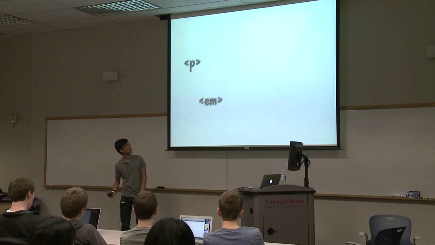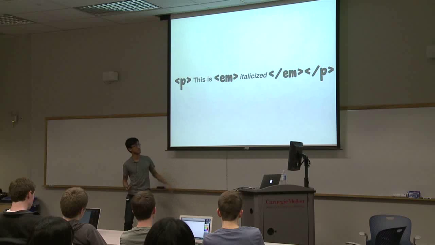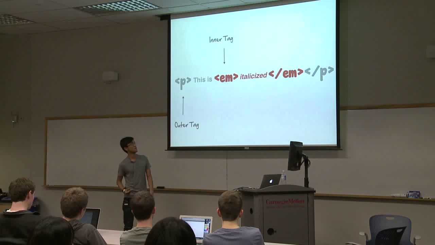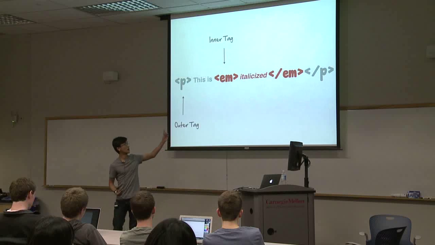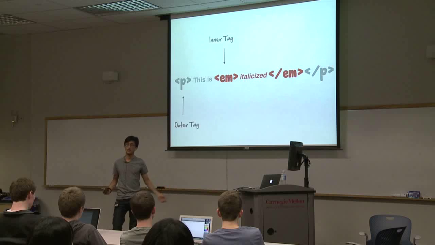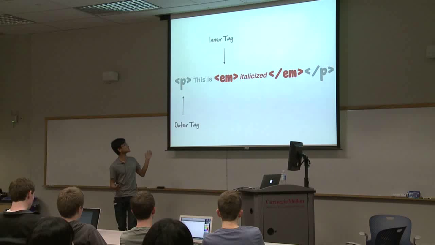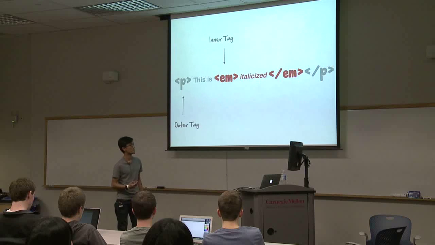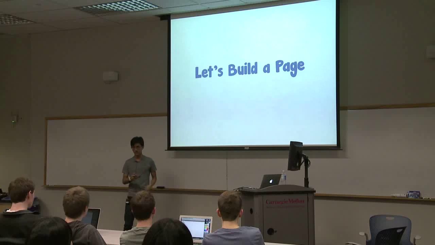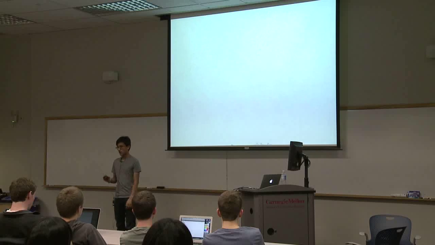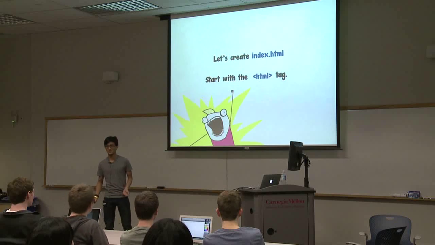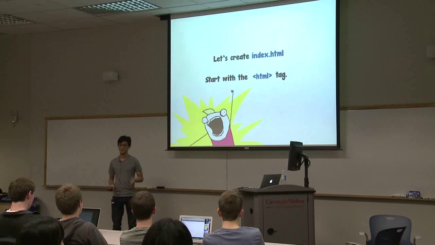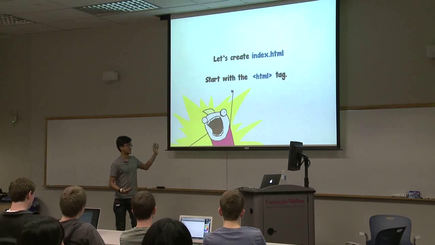If we were to use them in context, for example, I have a sentence over here. You can see that the stuff within the M, which is for italics, only italicizes the stuff within M. The stuff in the parent tags, the paragraph tags, is unaffected. And you can nest tags in HTML as much as you want. So that's very basic HTML. Let's go ahead and build a page. We're going to start by creating an index.html page, just so that your browser recognizes this as HTML.